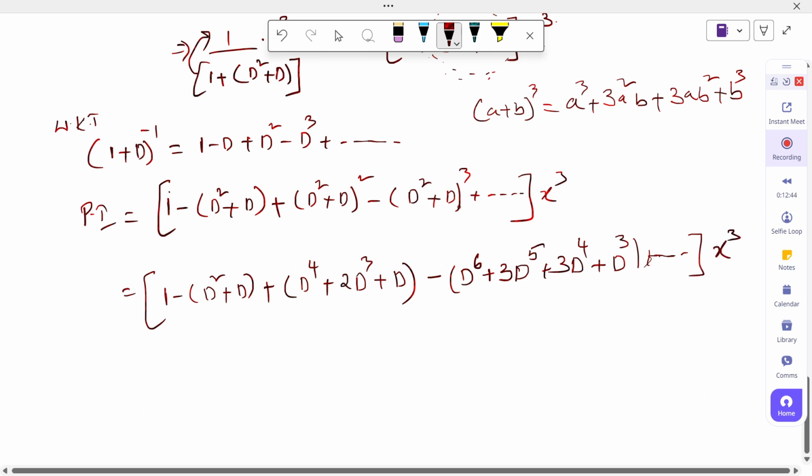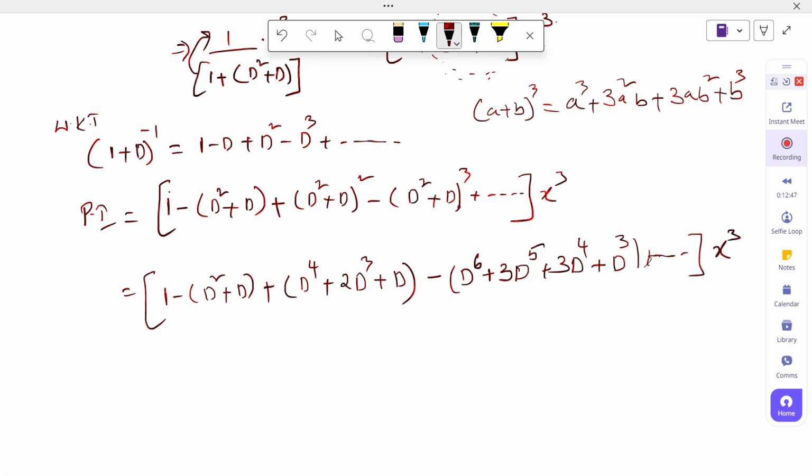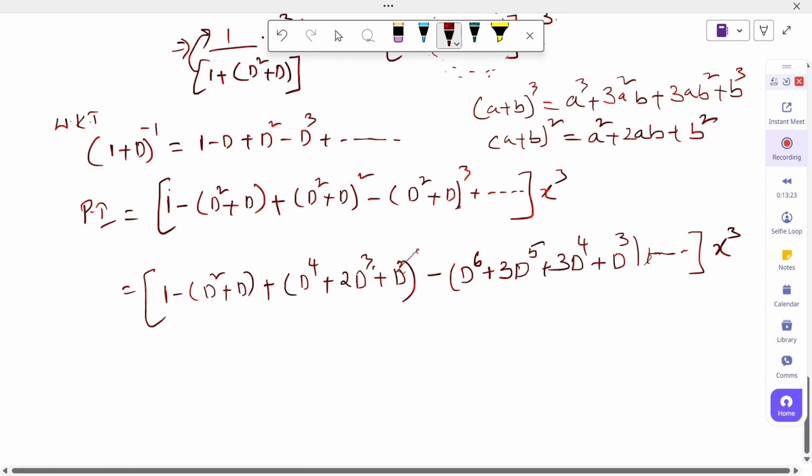Into x cube. Ma'am, the second one is D square. Which one? The second bracket. This one. How will the square go? A plus b whole square is equal to a square plus 2ab plus b square. What is our a here? It's D square. D square into D is D cube. Here you're saying it is equal to square.